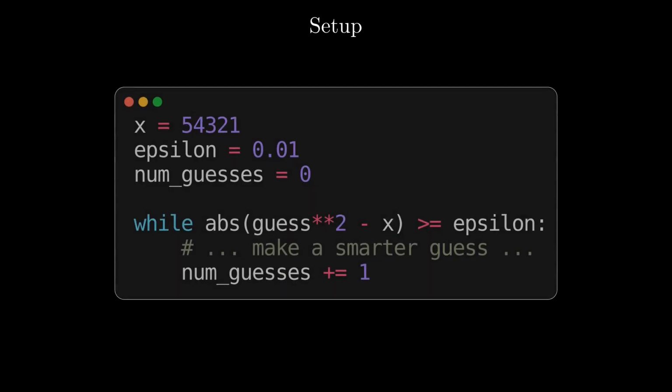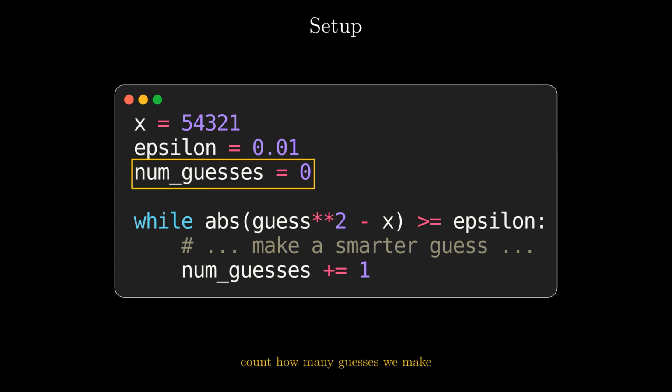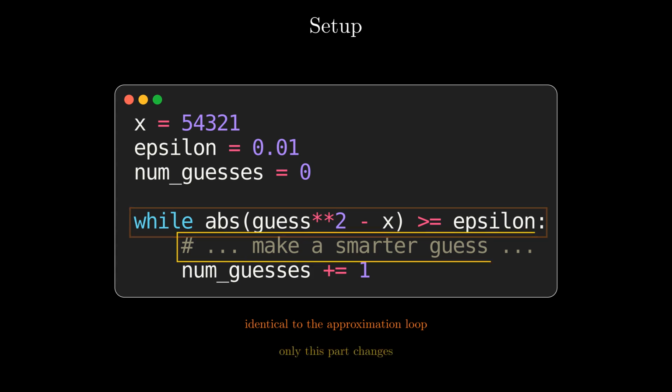Let's write the code. First, we set things up. We use the same troublesome value x. We still want our answer within plus or minus epsilon, because comparing floats directly is unreliable. We use a counter to track how many guesses we make, just like counting how many guesses it took to find the money hidden in the book. And the while loop here is identical to the approximation method. While the absolute value of guess squared minus x is greater than or equal to epsilon, keep guessing. Whether it's greater than or equal to is just a detail. What changes is only how the next guess is made.